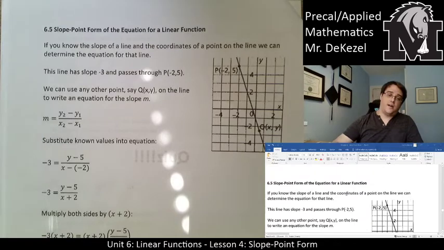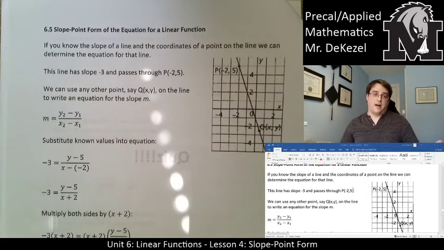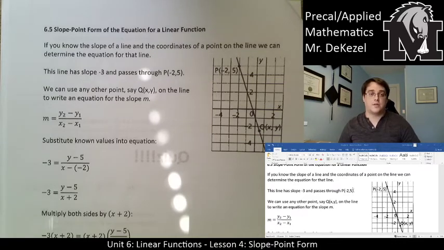So, let's start. If you know the slope of a line and the coordinates of a point on the line, we can determine the equation. So the slope of the line on the right is negative 3, goes down 3 and over 1, and passes through the point P, which is negative 2, 5. We can use any other point on the line, and we're going to say Q, and we're going to label that point X, Y.